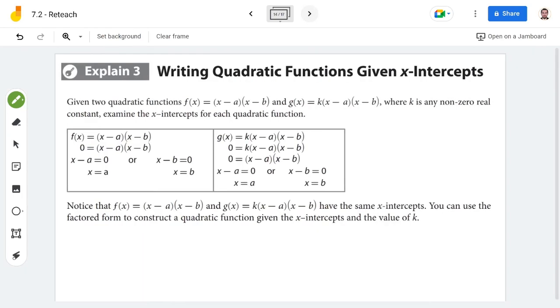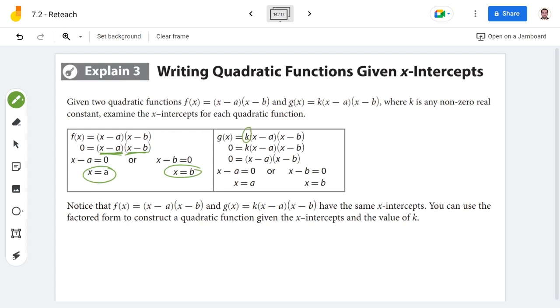Okay, so the last part of this lesson here is writing a quadratic function given the x-intercepts. This one is similar to lesson 7.3, so I will just keep it for 7.3 to explain. I don't need to explain here again, and I will explain it again in 7.3. But in general, if you look here, to find the zeros we do the same thing. x minus a will be x equals a. x minus b will be x equals b.